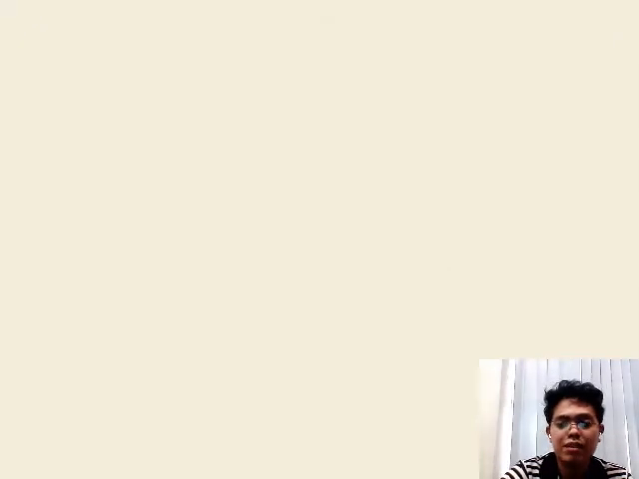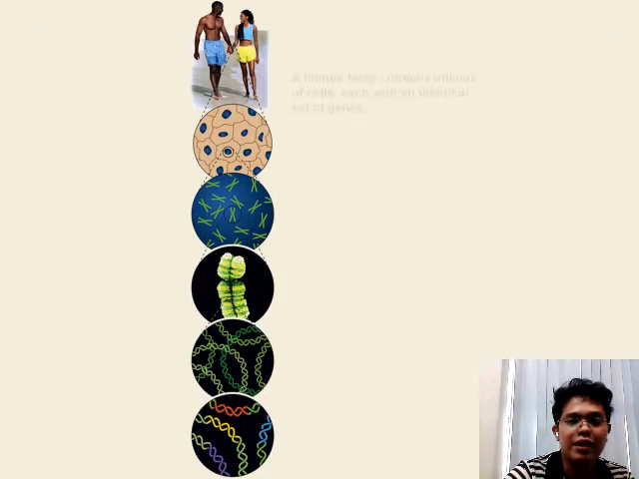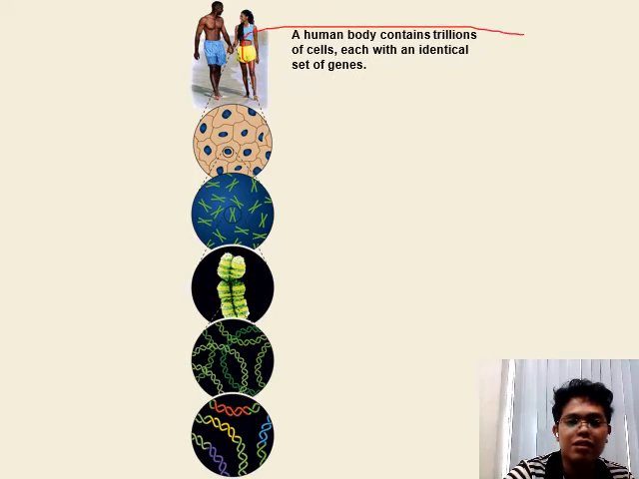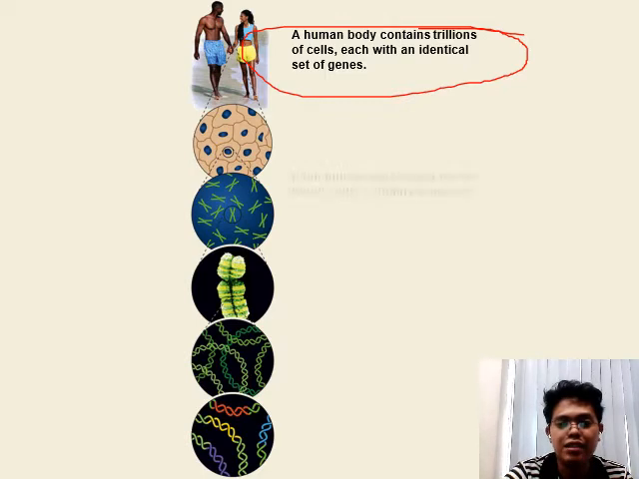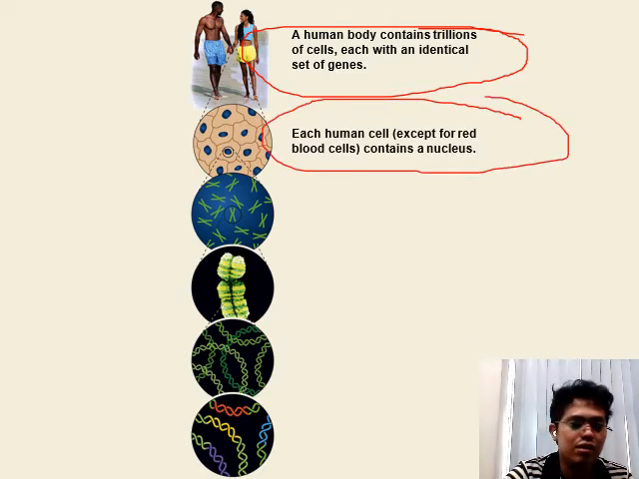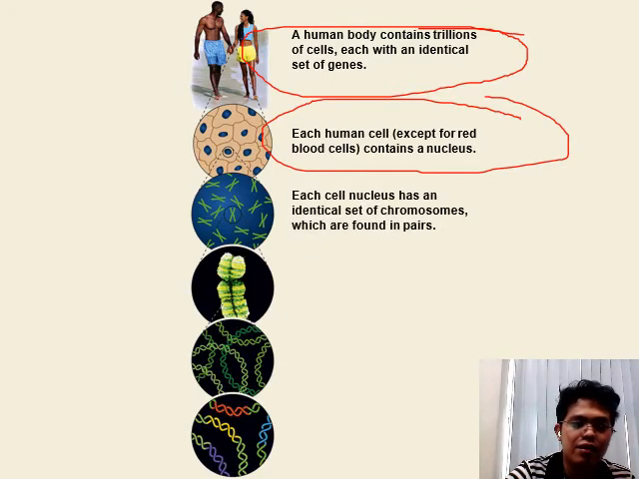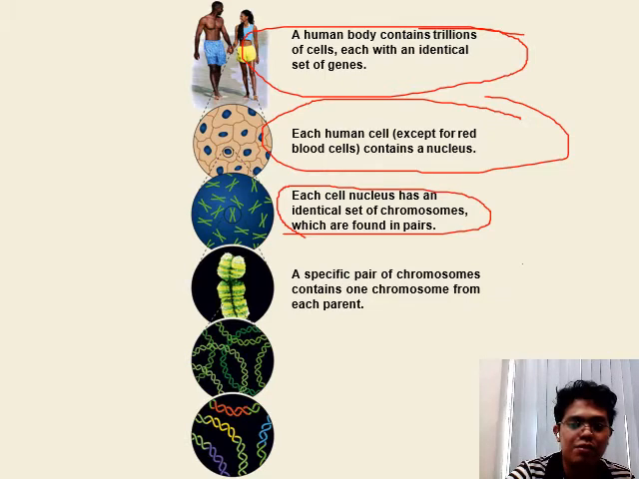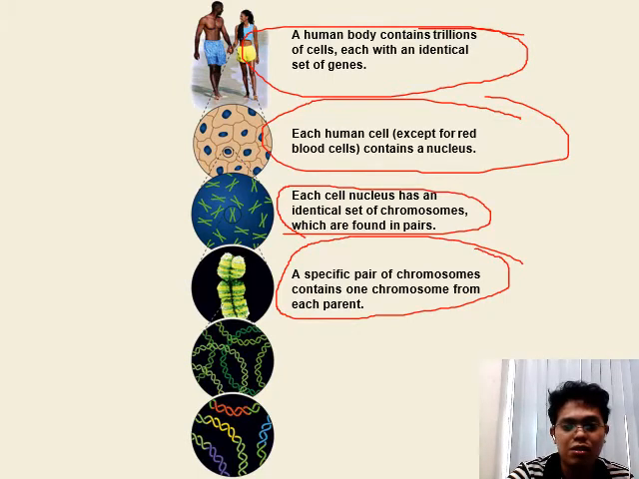So this is where matter comes to life. The human body contains trillions of cells, each with an identical set of genes. Each human cell, except for red blood cells, contains a nucleus. And each cell nucleus has an identical set of chromosomes, which are found in pairs. A specific pair of chromosomes contains one chromosome from each parent, so the X and Y chromosomes, if you can remember your high school biology.